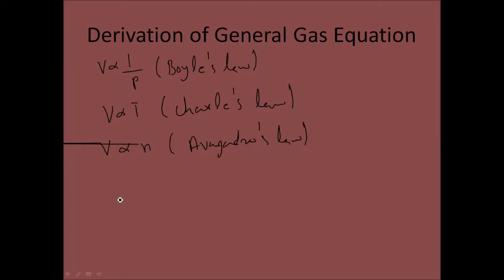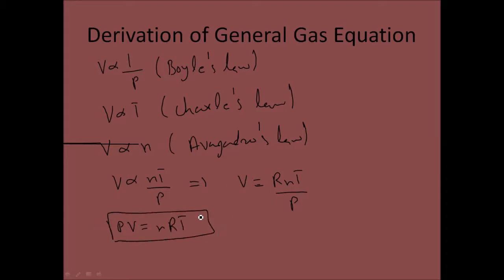If we combine these three, we have volume is proportional to nT over P. By mathematical proportionality, if we remove the proportional sign, we have a constant: V = R nT over P. In some literature, this is found as PV = nRT. This is known as the general gas equation or ideal gas equation, and here R is the general gas constant.